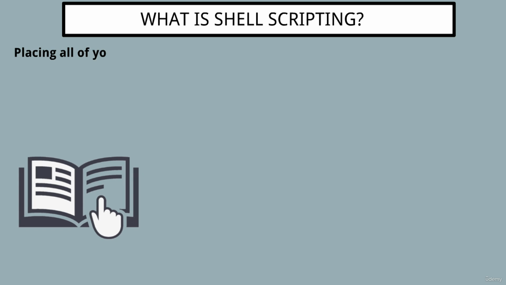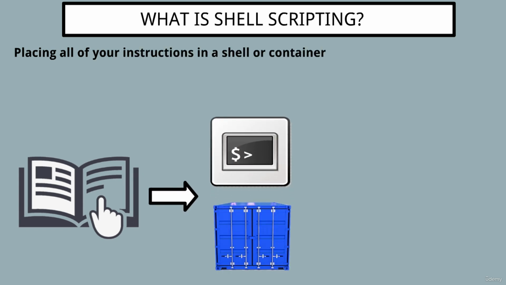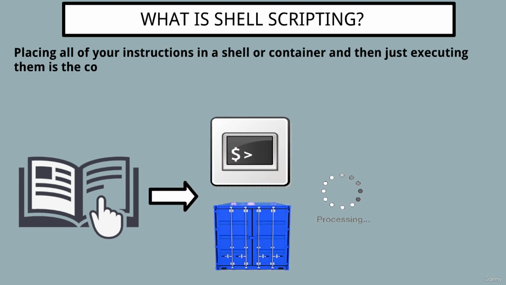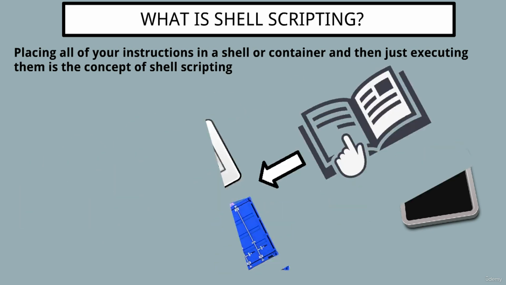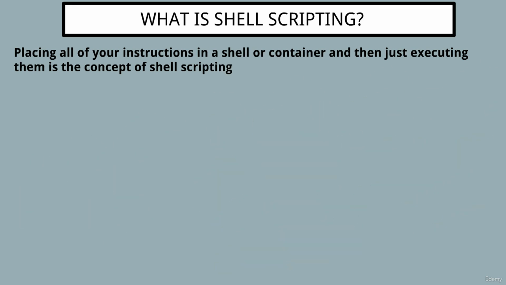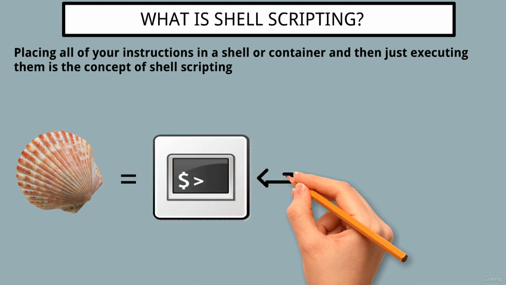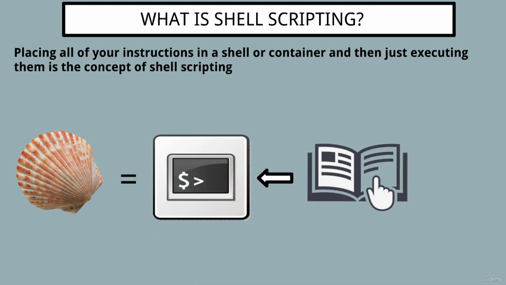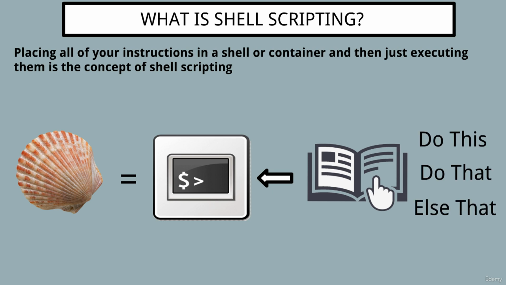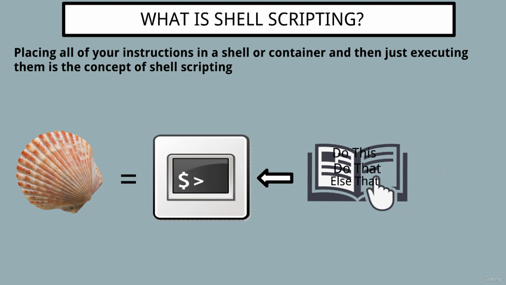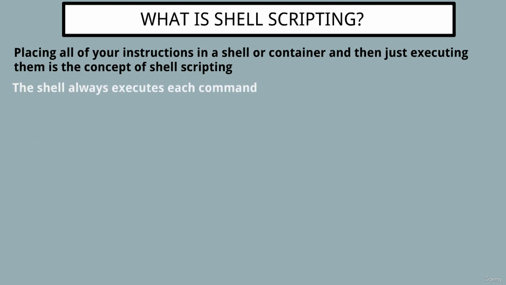Placing all of your instructions in a shell or a container and then just executing them is the concept of shell scripting. If I have to illustrate it using a diagram, it's a shell similar to a real shell. You are really putting all of those commands or instructions, such as do this, do that, or else that, inside a shell and directing it to execute a specific set of instructions in a specific sequence. The shell always executes each command in a sequence.